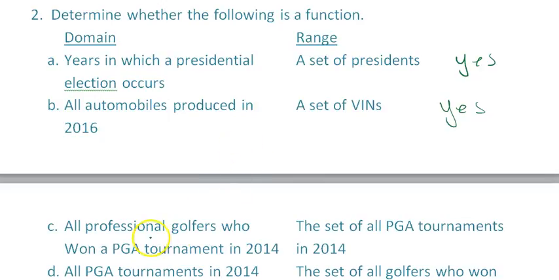All right, C, we have all the professional golfers who won a PGA tournament in 2014.